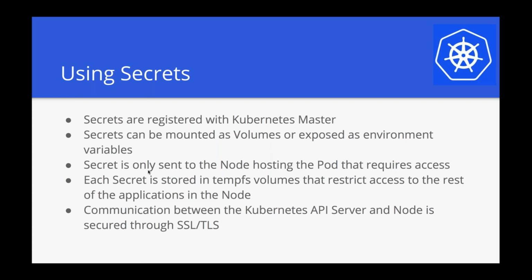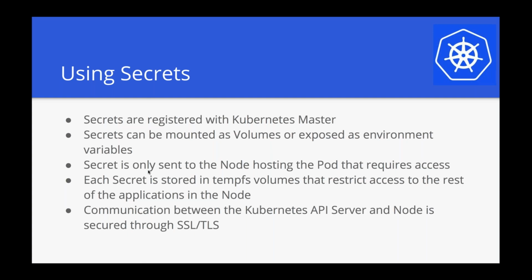Each secret is stored in tmpfs volumes with restricted access from the rest of the applications in the node. This is another important thing. Because it is stored in tmpfs, an application running in another pod or another container cannot access it. It is very selective to the pod or container that demands the secret. So you cannot accidentally read a secret that belongs to a specific pod from another ad hoc or random request. That is another mechanism of exposing sensitive data secretly and more selectively to the application.